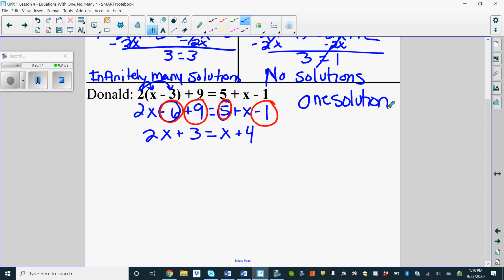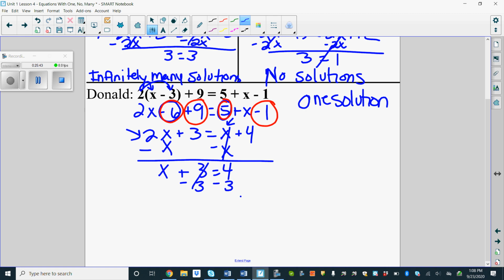And you know it's one solution because this x is a 2, this x is a 1. And we know that if you just have different x values, there will only be one solution. So therefore, you could stop. If not, go ahead and solve it. We're going to move the smaller x to the larger by subtracting x on both sides. And we're left with x plus 3 equals 4. To get the x alone, subtract 3 on both sides, and you're left with x equals 1. And that is your one and only solution to this equation.